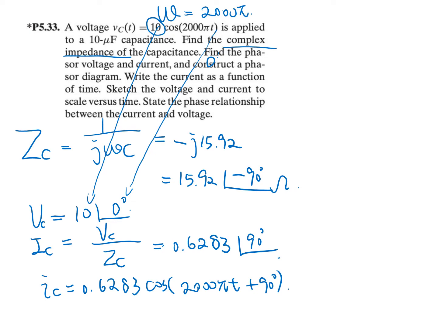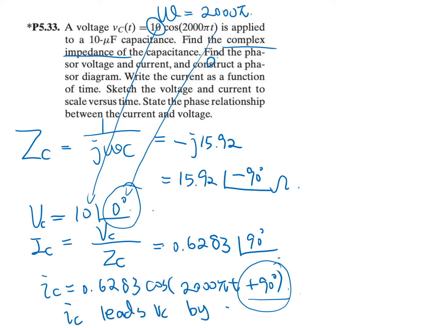Well, so here the current has a phase of plus 90. For the voltage, that's 0. So we can clearly see that the current leads. So the current IC leads VC by 90 degrees.